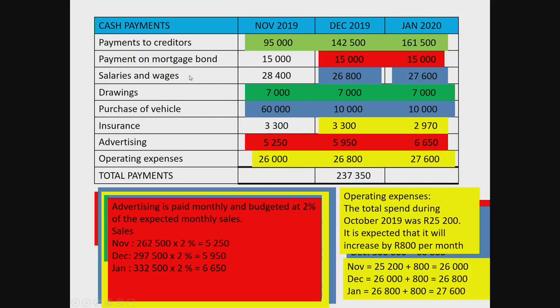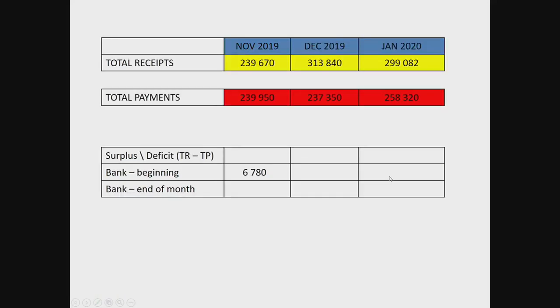Okay. So now we've populated all the payments. So now we just have to get the total payments to see what is the total payments. Here we go. Just remember that that one figure was typed in already, and it was corrected at 237,350. Now we just have to add. But so now we have the total receipts, and we have the total payments, and then this is the bottom part of the cash budget. And then we also have the opening balance of the bank. It's typed in already. It stands at 6,780.